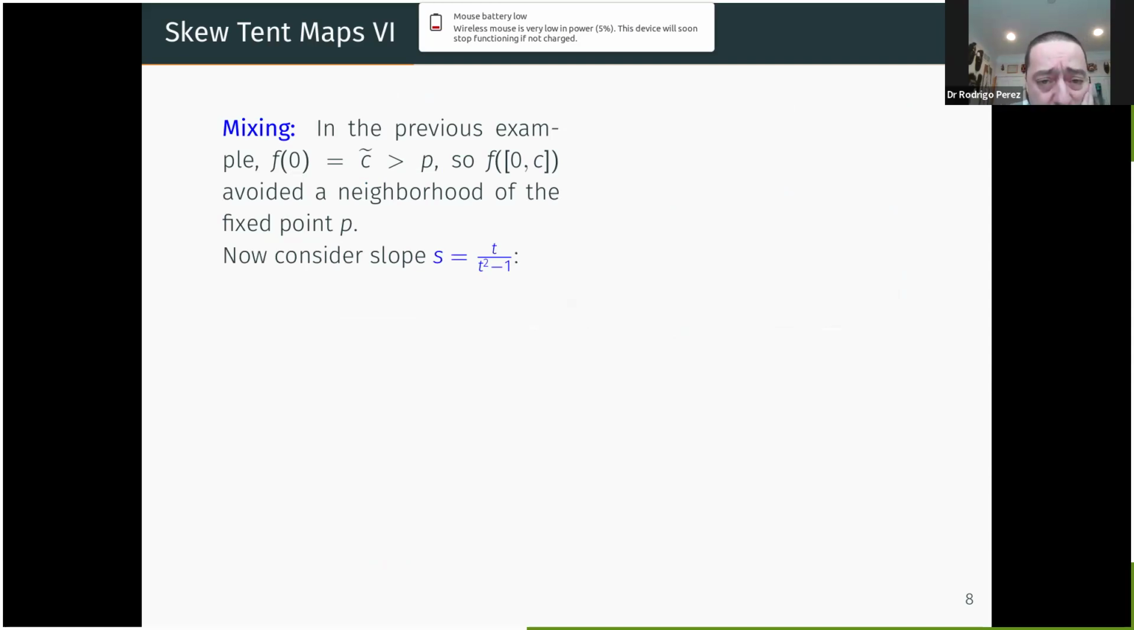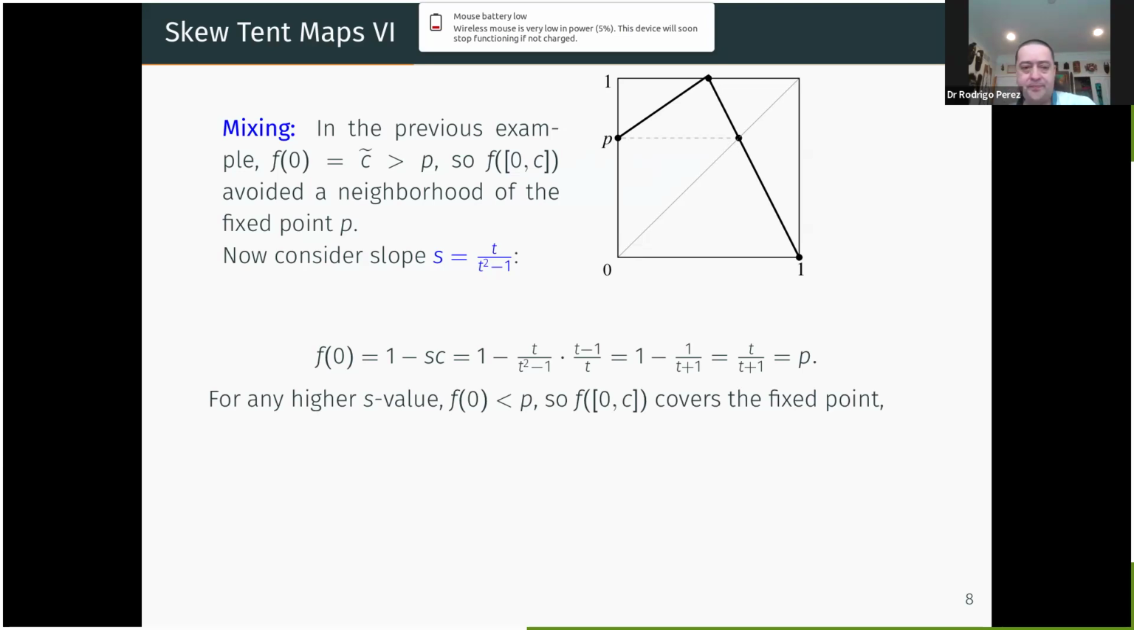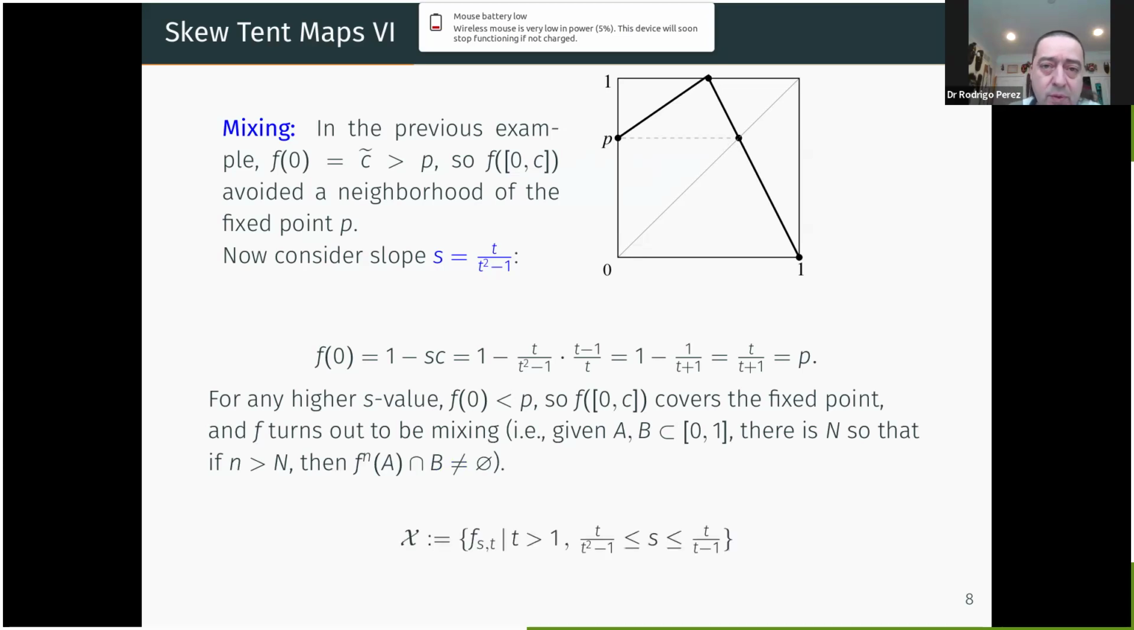So let's consider one more sample tent map where S is equal to this particular parameter. In that case, the image of 0 is exactly P. And for any slope lower than that, the image of 0 will be lower than P, and then our map will automatically be mixing. And all of this just to illustrate the fact that I can give a complete description of the parameter space of expanding mixing tent maps.